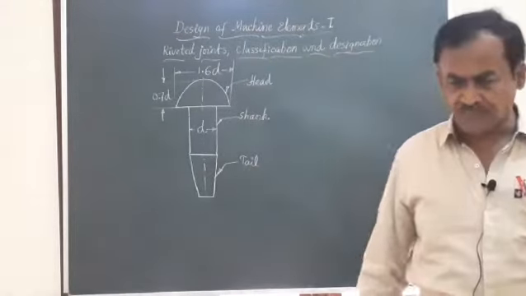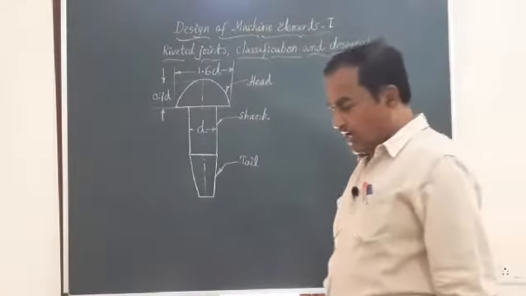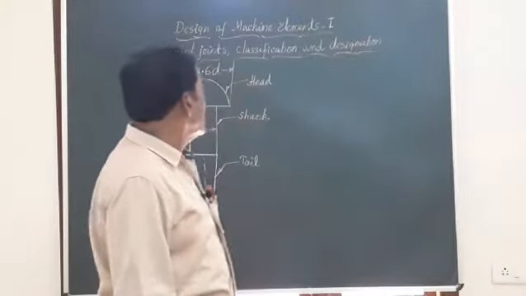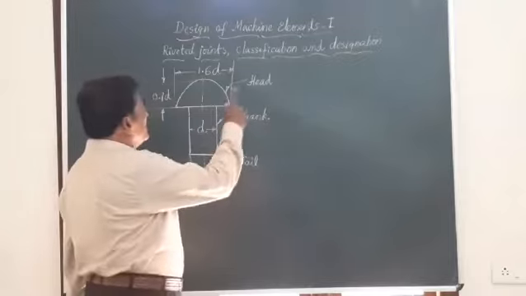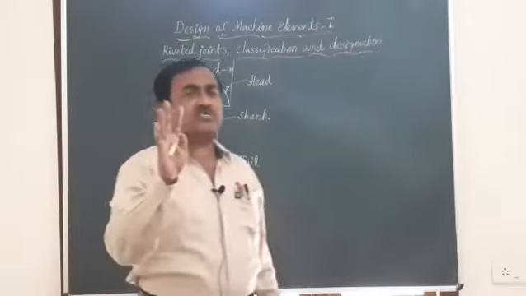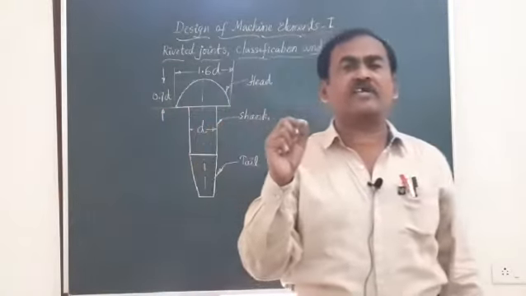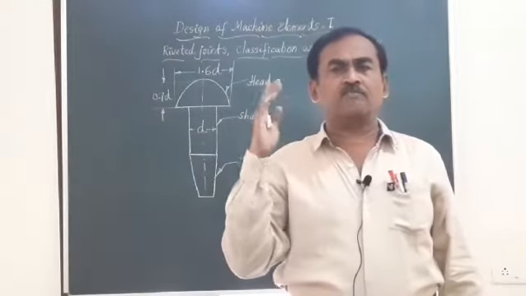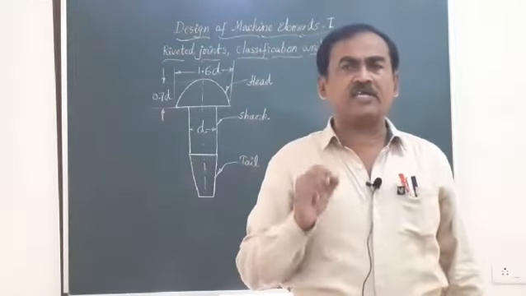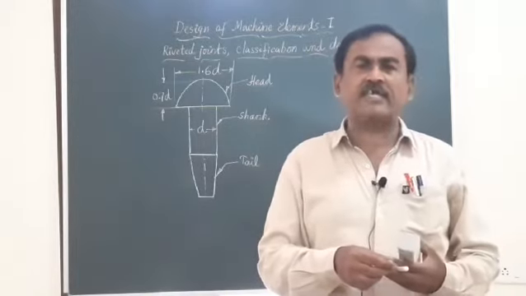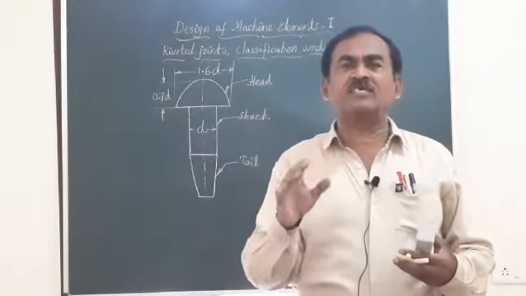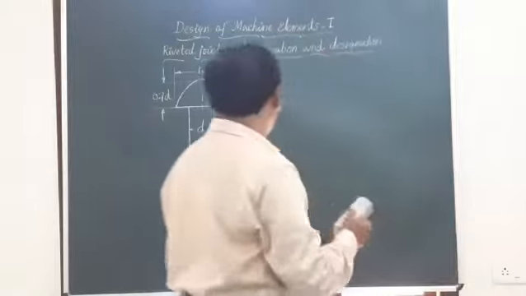Friends, now the most important classification of these riveted joints is that they are broadly classified into two types. One is the lap joint, other is the butt joint. So I am going to explain both of these joints in detail.